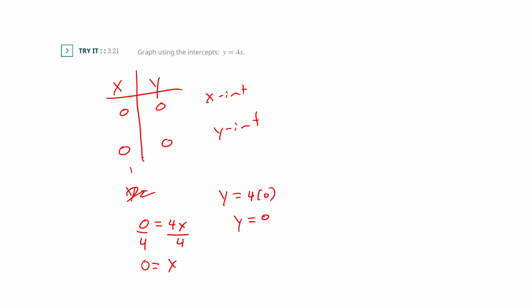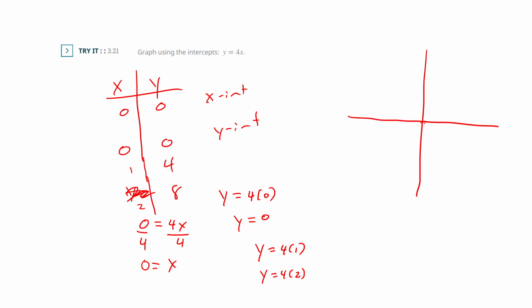So I'm going to go 1 and 2 here. So remember how we did this? If I put a 1 in for x, I would get 4. If I put a 2 in for x, I would get an 8. Now again, see why I went back to 3 points? Because it happened that the x and y intercept are the same place, which is the origin. So that wasn't enough information to graph anything. So then I said, okay, well, let's just do like we were doing before. And now I've got 3 points.